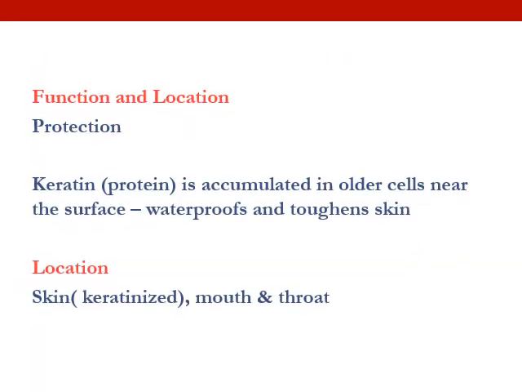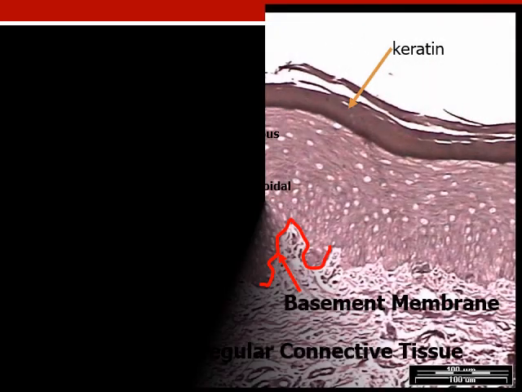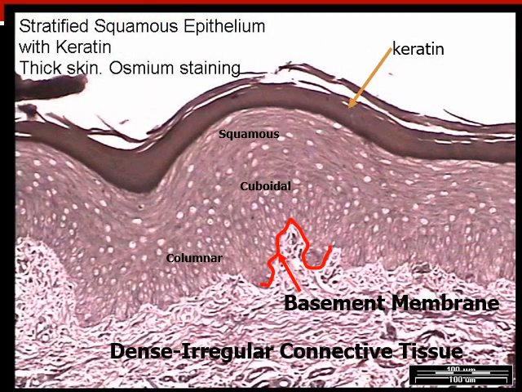The function of this type of tissue is protection. Usually the keratin is accumulated in older cells near the surface. The location of this type of tissue is usually the skin, mouth, and throat. This picture shows the stratified squamous epithelial tissue with keratin.